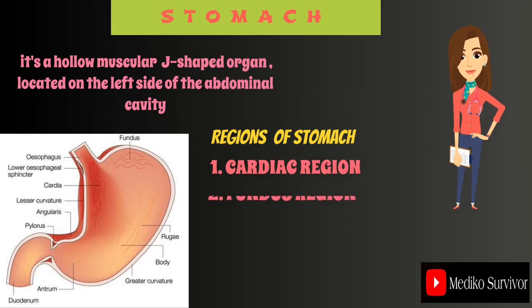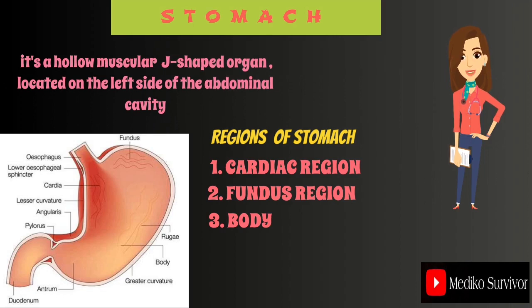Number 2, the fundus. It is the rounded area that lies to the left of the cardia and below the diaphragm. Number 3, the body. It is the largest and main part of the stomach. This is where food is mixed and starts to break down.